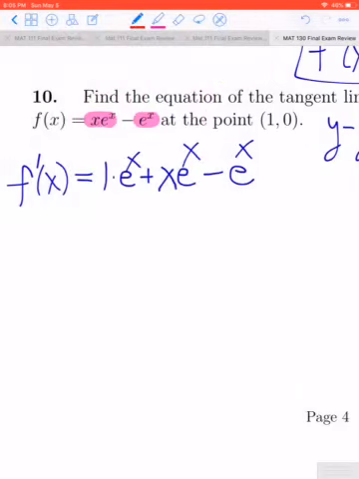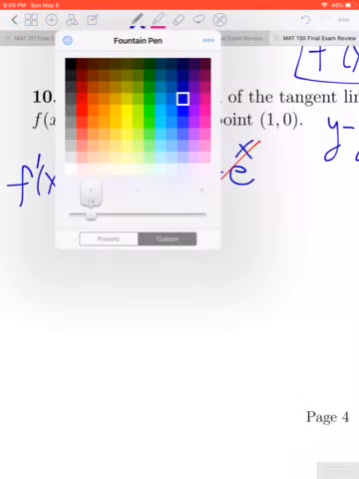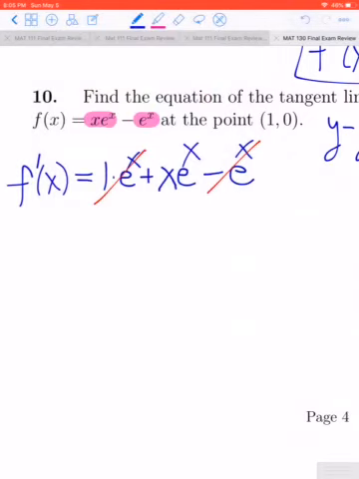We can simplify our first derivative. Notice that we're going to have a positive e to the x and a negative e to the x, so those are going to cancel, and that's going to leave us with f prime of x is going to be equal to x e to the x.